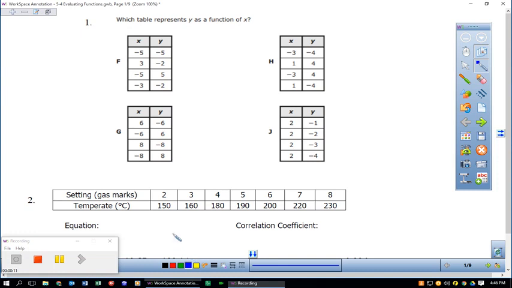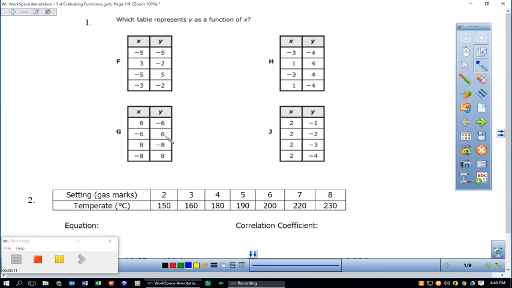So we can think of functions in two different ways. One, every x has exactly one y. Or, if you'd rather think of it with tables, the x's do not repeat. So we are looking for either x's not repeating or all the x's having one y value.